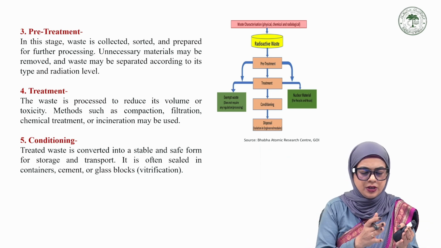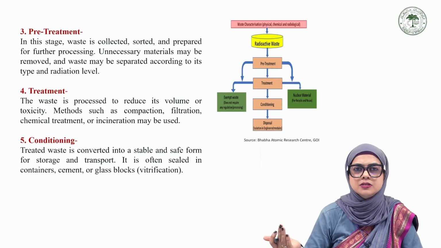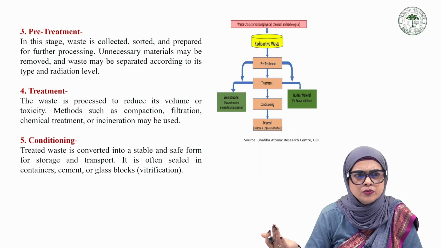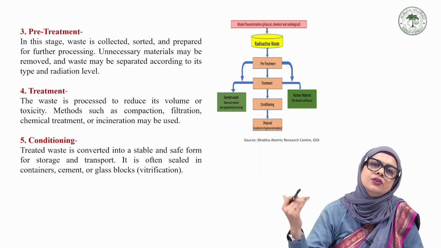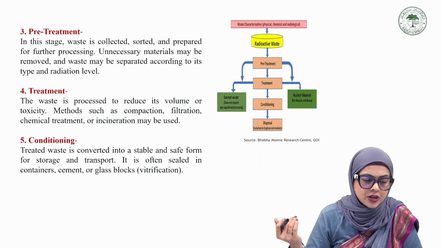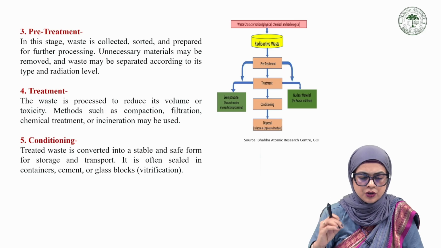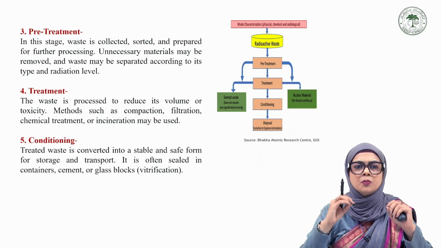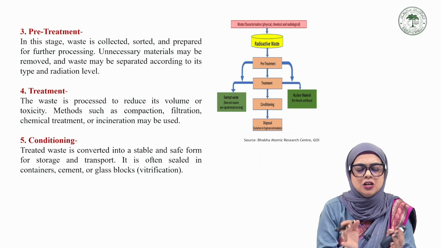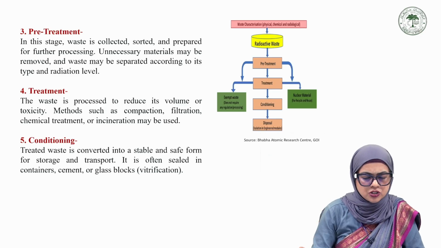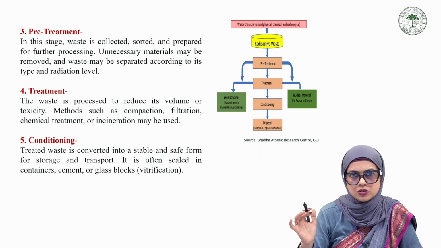In this stage, the waste is collected, sorted out, prepared and further processed. Unnecessary materials may be removed, and waste may be separated according to the type and the different kinds of radiation level. Now the fourth is the treatment. Here the waste is processed to reduce its volume or toxicity. Methods such as compaction, filtration, chemical treatment or incineration may be used.